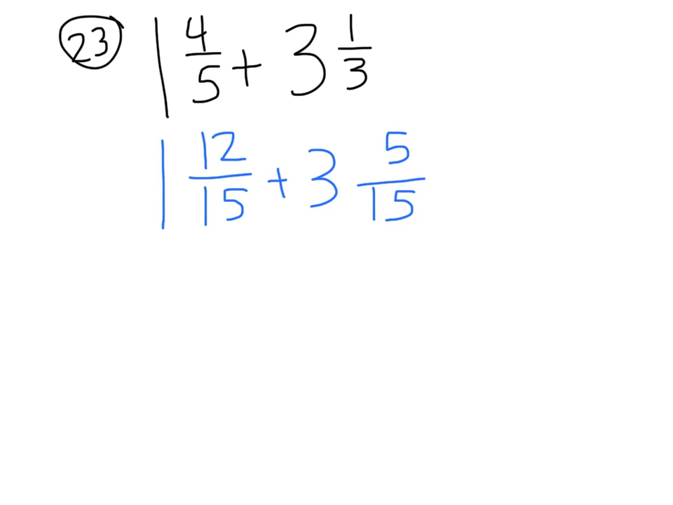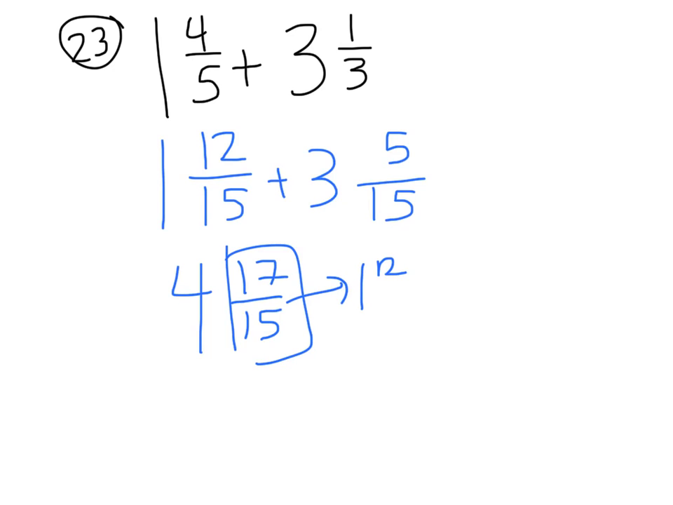So I add my fraction part. I get 17/15. Add my whole numbers. I get 4. But I can't leave it like this because 17/15 really means 1 and 2/15. And when I combine that with the 4, I get 5 and 2/15 as my final answer.